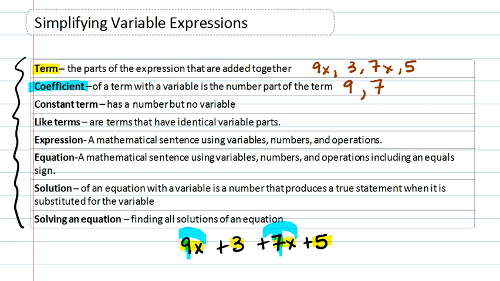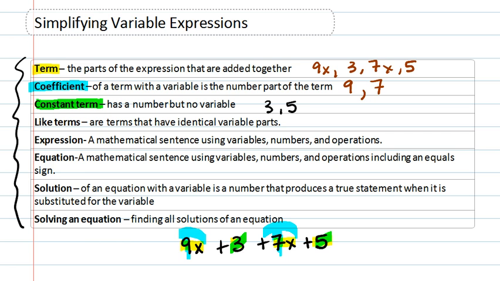A constant is a term. Notice how a coefficient is part of a term, where a constant is a term. A constant is a term that has no variable. And we have a few of them in this expression, 3 and 5. Notice 3 and 5 don't have any variables, and that's what makes them constants.